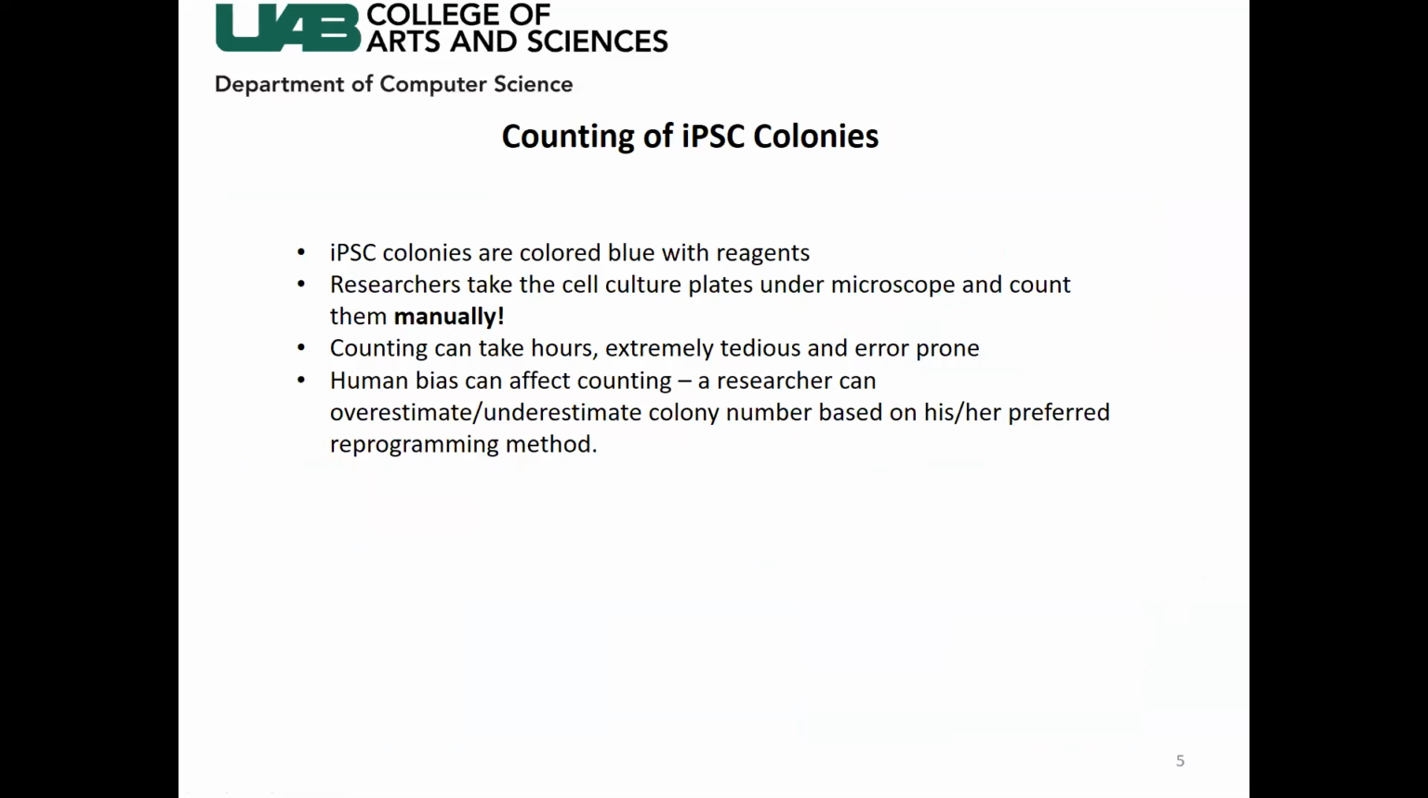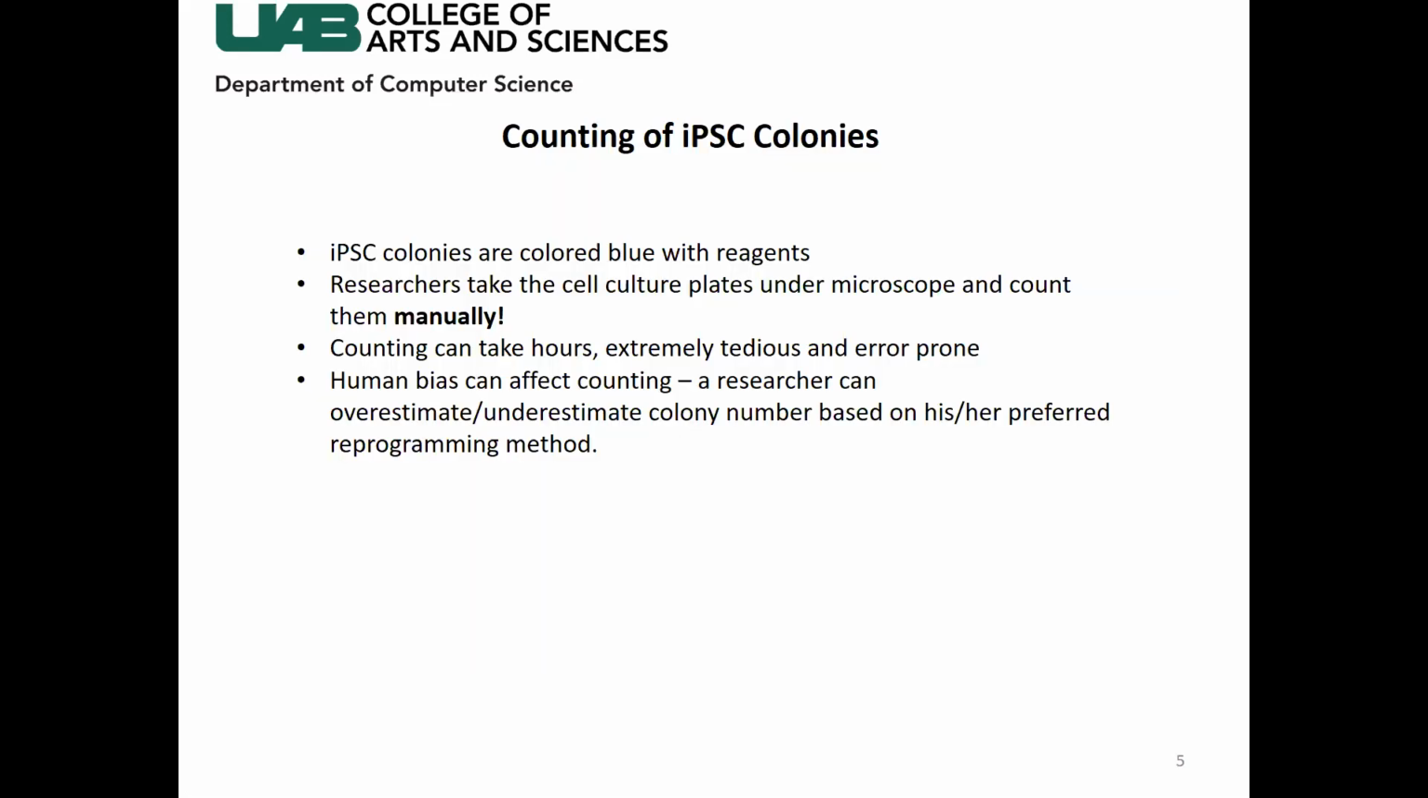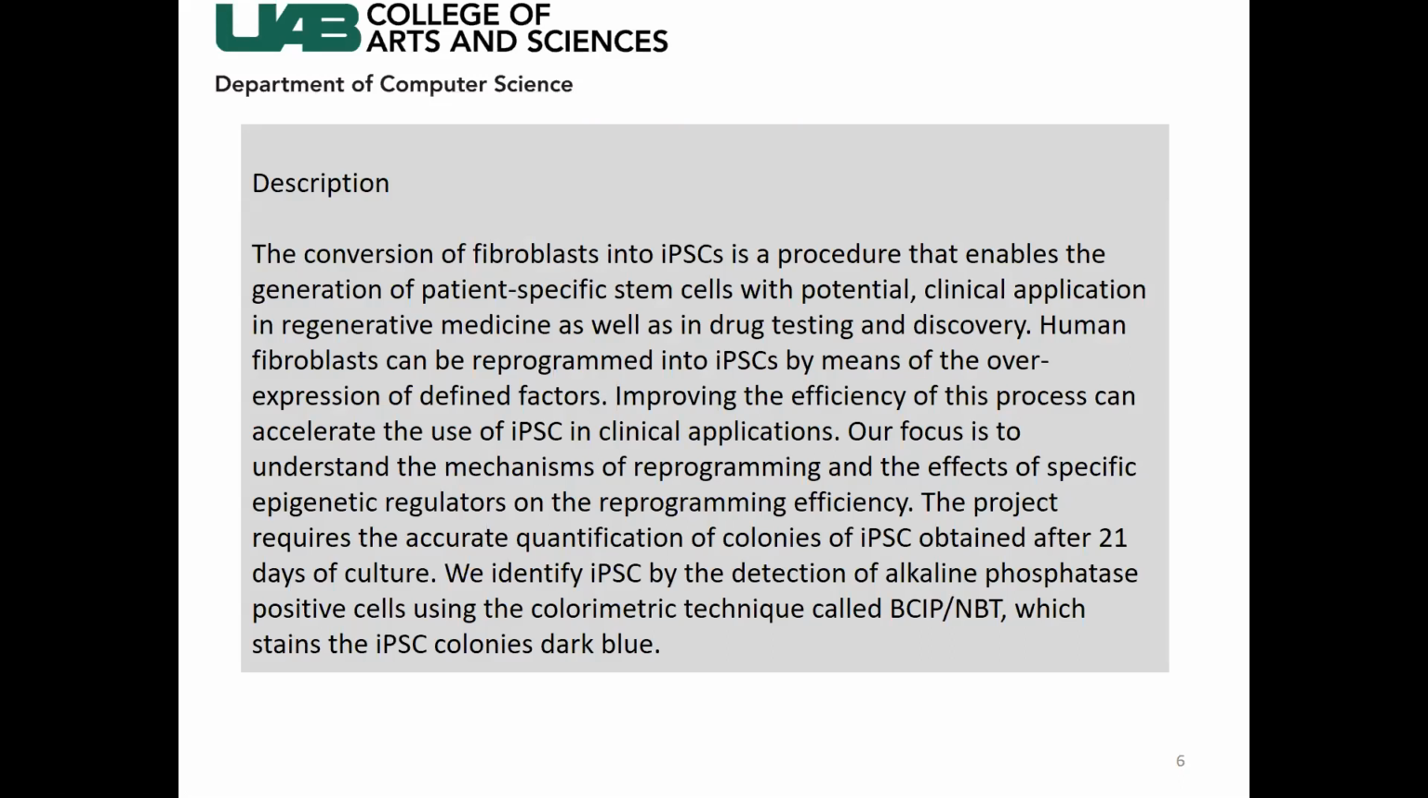And human bias can affect counting, of course. A researcher may have a tendency of preferring a reprogramming method, and he can overestimate that method. So we need an effective, unbiased way of counting those iPSC colonies that is fast, less error prone, and devoid of human judgment. So it should be agnostic of human judgment. Whatever I have said is described here, so you can go through it.